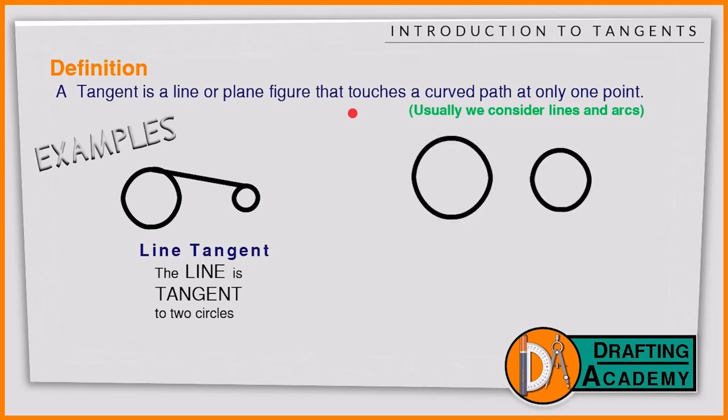Or we can have two circles like this, which are being touched by an arc. Most books won't refer to this second type of tangent as an arc tangent. Most books will talk about them being just circles in contact, or generally just about circles. Because if you really think about it, an arc is just part of a circle. Basically, tangents are lines or arcs that are touching a circle at only one point.